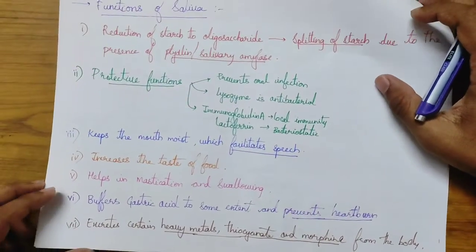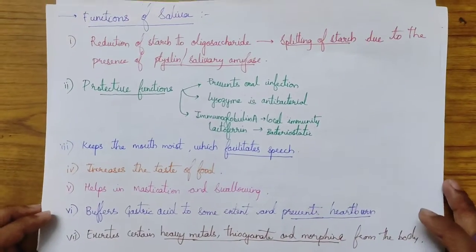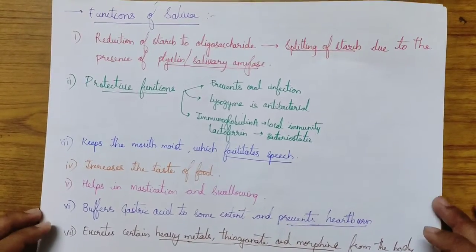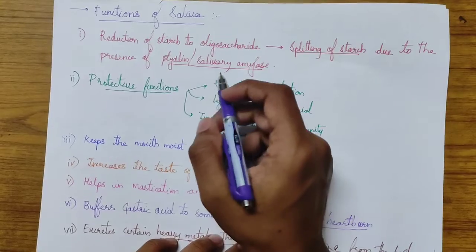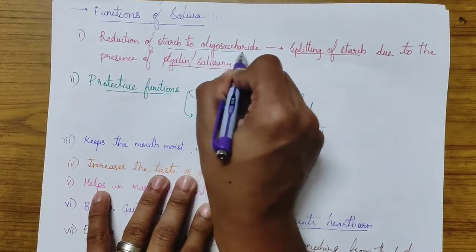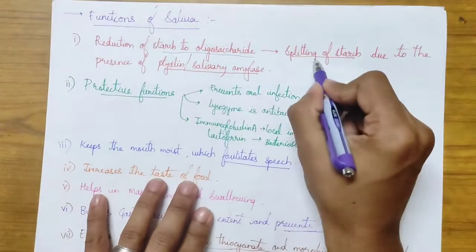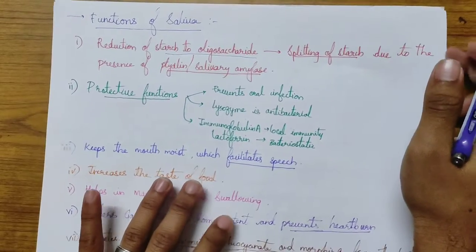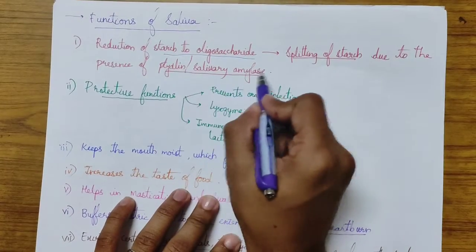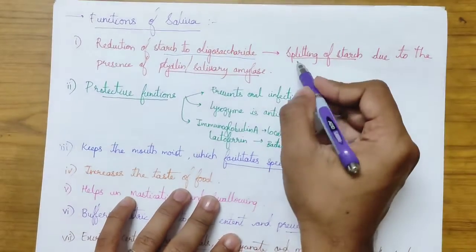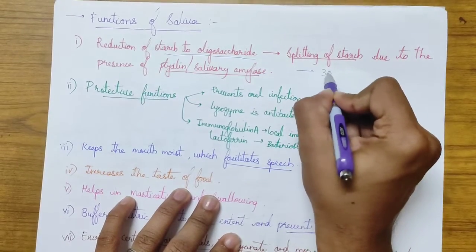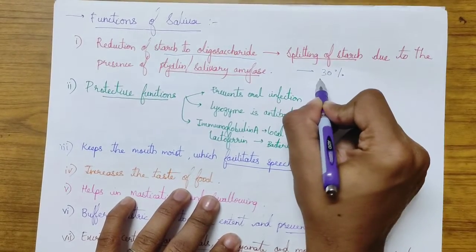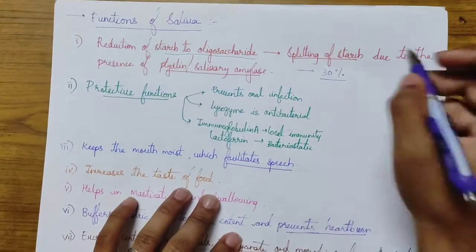Now let's talk about the functions of saliva. Why should we study saliva? Why is it important? The main function of the saliva is the reduction of starch to oligosaccharides, or splitting of starch. It is due to the presence of ptyalin or salivary amylase. It helps in the digestion of 30% of the carbohydrate.